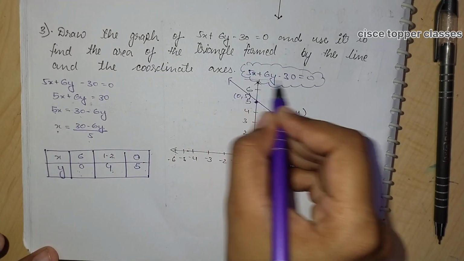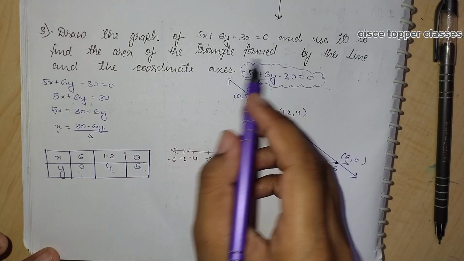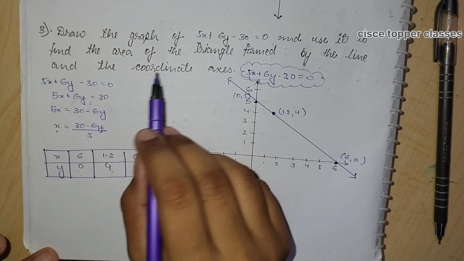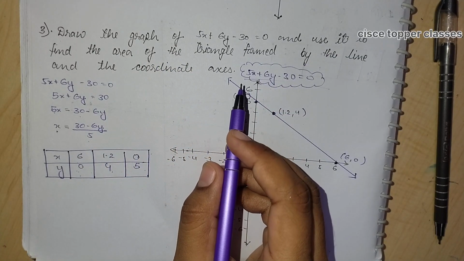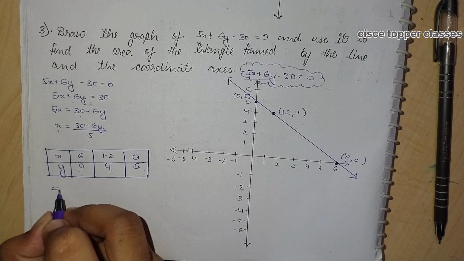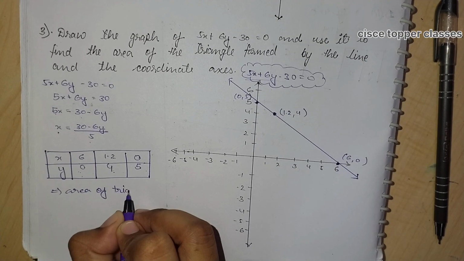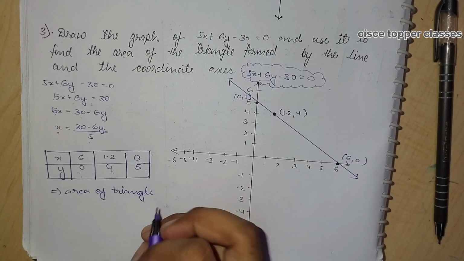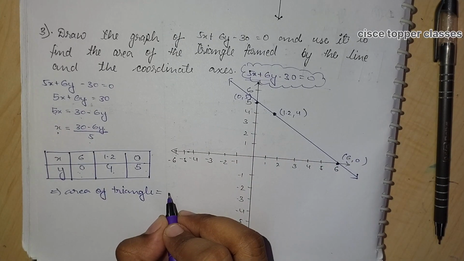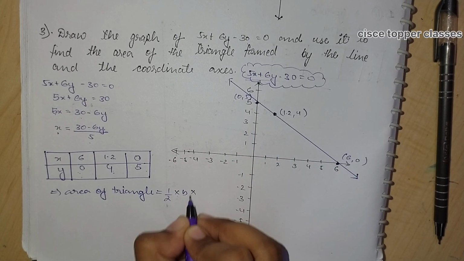So this is the graph of this linear equation. Now we have to find the area of the triangle formed by the line and the coordinate axis. So we can write the area of the triangle as half base into height, which is made by this line, because this forms a right angle triangle.